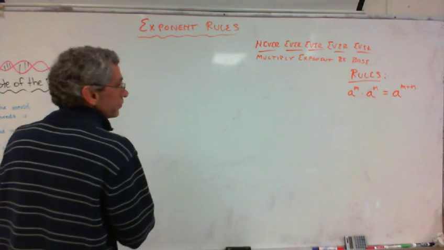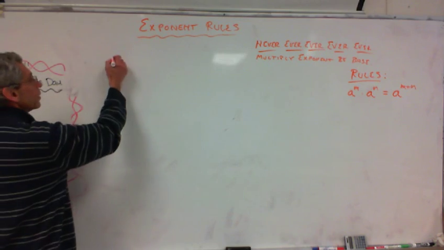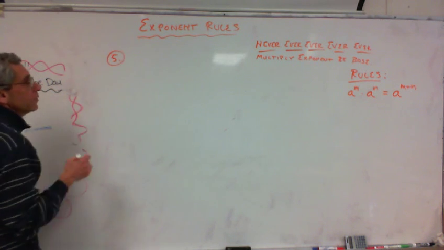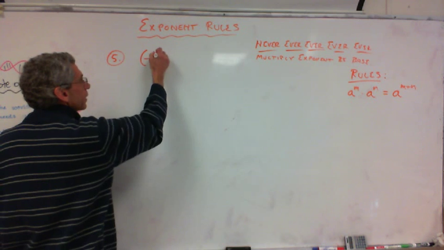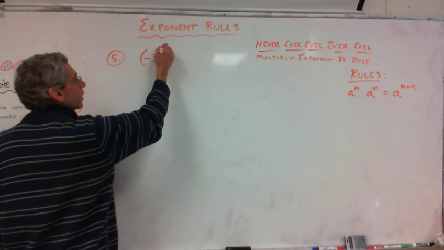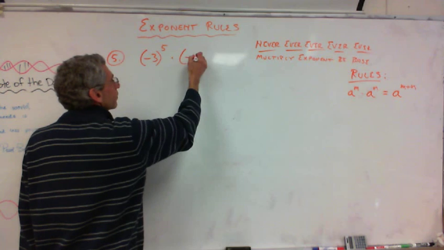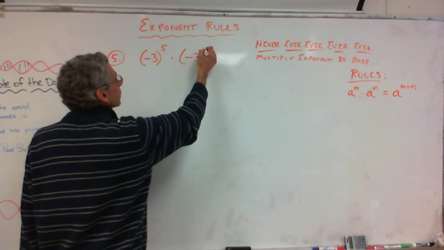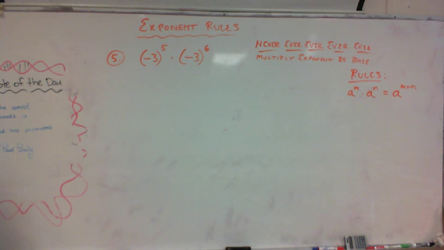All right. What if I had this? What number did I leave off on? 3, 4, 5? I'll do 5. Okay. So what if I did this? -3 in parentheses to the 5th times -3 to the 6th. What would be my answer?